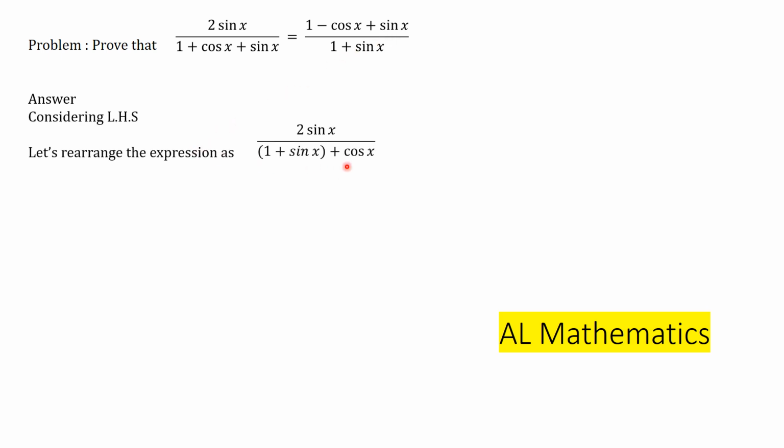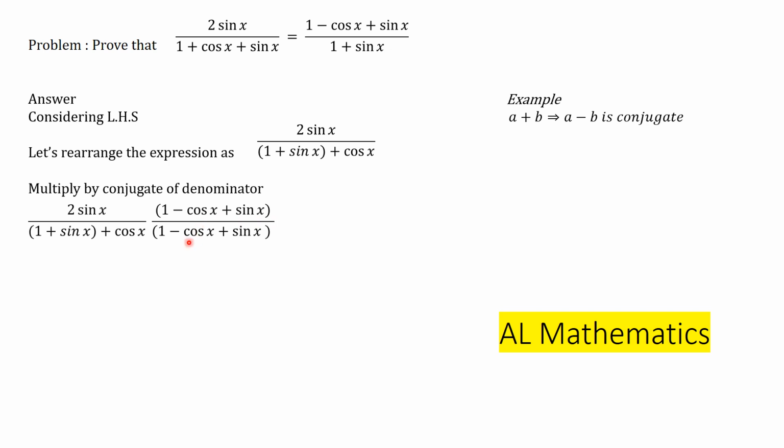So let's rearrange it, and then we can multiply both top and bottom of the left hand side by the conjugate of the denominator in the left hand side. Then it will deliver the numerator of the right hand side, and we have to calculate the rest.